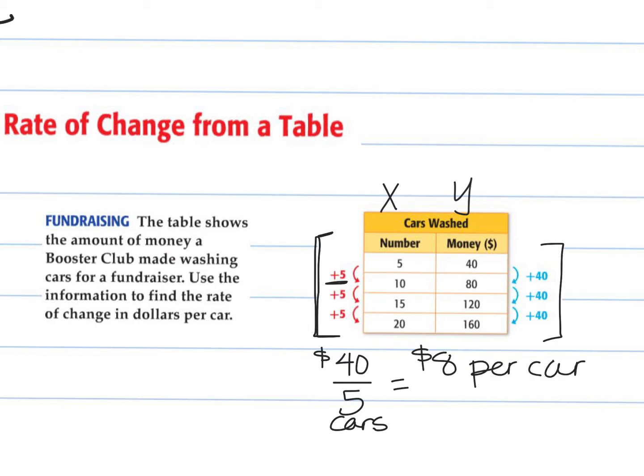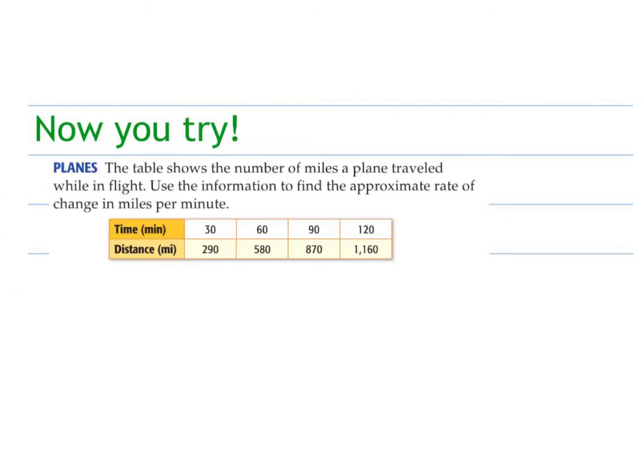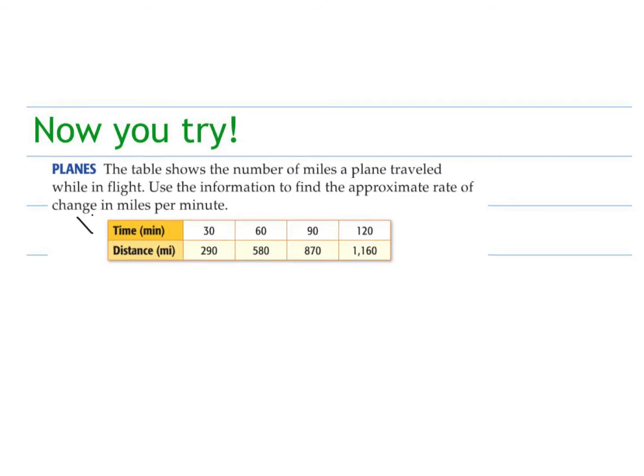That would be the rate of change for this situation, that every time another car is washed, they're making $8. This table shows the number of miles a plane traveled while in flight. Use the information to find the approximate rate of change in miles per minute. This table is set up horizontally instead of vertically, but our time, which is in minutes, is going to be our x value, and our distance, which is in miles, is going to be our y value.